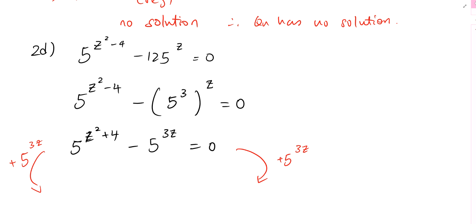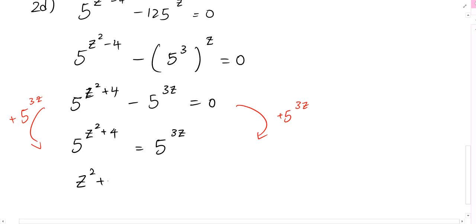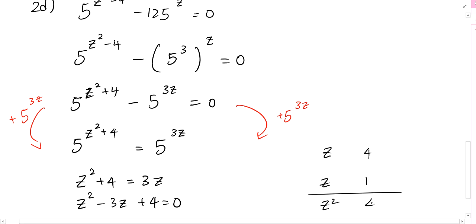Because there isn't really a move in mathematics. We are adding the same thing to both sides. So the effect looks like it is moving over but changing the sign. So this is what it means, 3z. Now we are ready to compare the powers. z squared plus 4 equals 3z. z squared minus 3z plus 4 equals 0. So factorize, 4 and 1. z squared, 4z, 4z. Did I make any mistake?